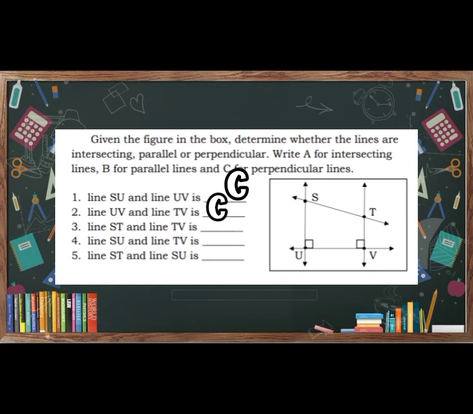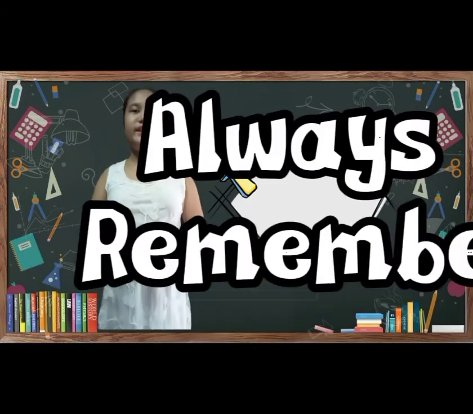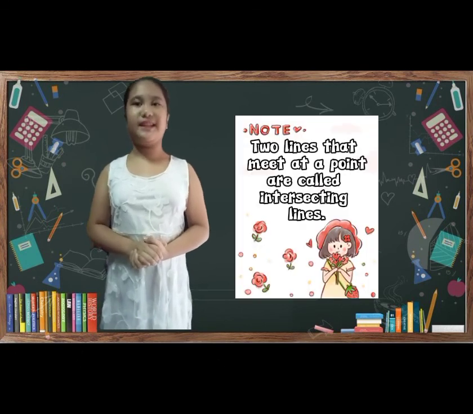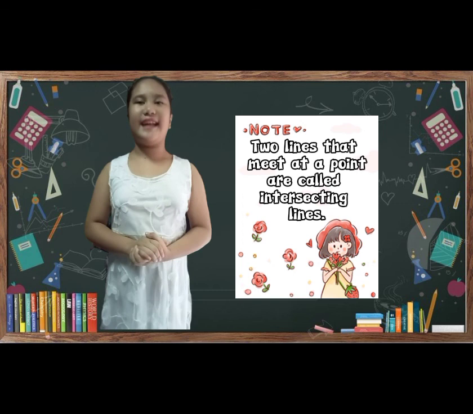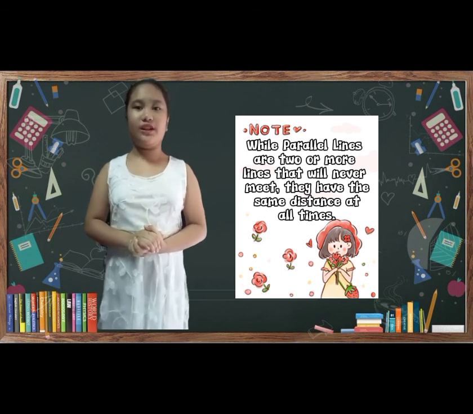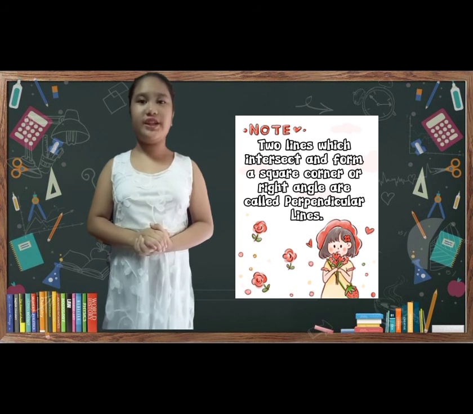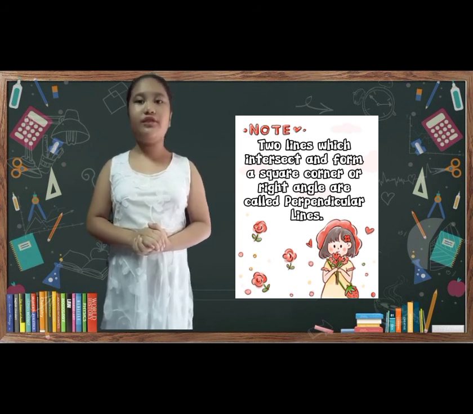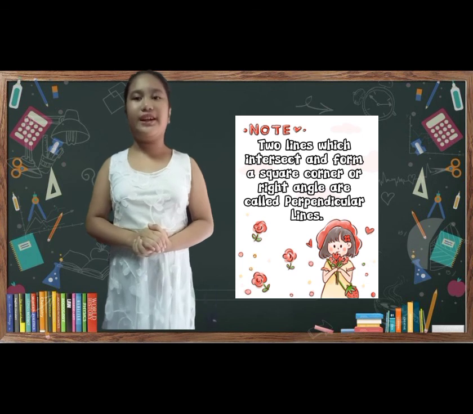Line ST and line TV is A. Line SU and line TV is B. Line ST and line SU is A. Always remember, two lines that meet at a point are called intersecting lines, while parallel lines are two or more lines that will never meet and they have the same distance at all times. Two lines which intersect and form a square corner or right angle are called perpendicular lines.